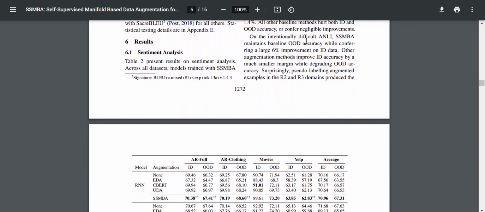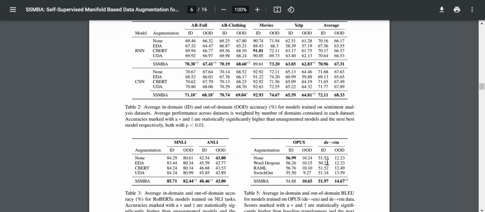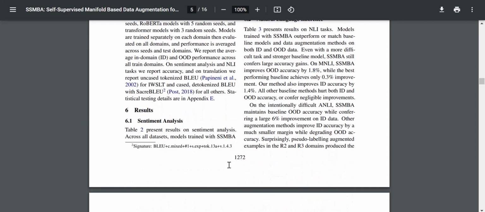On the intentionally difficult ANLI, which is adversarially generated by humans, SSMBA maintains baseline OOD accuracy while conferring a large 6% improvement on in-domain data. Other augmentation methods improve in-domain accuracy by a much smaller margin while degrading out-of-domain accuracy. So for ANLI, you can see you've got almost a 6% jump, while the out-of-domain accuracy has fallen from what no augmentation would have done.